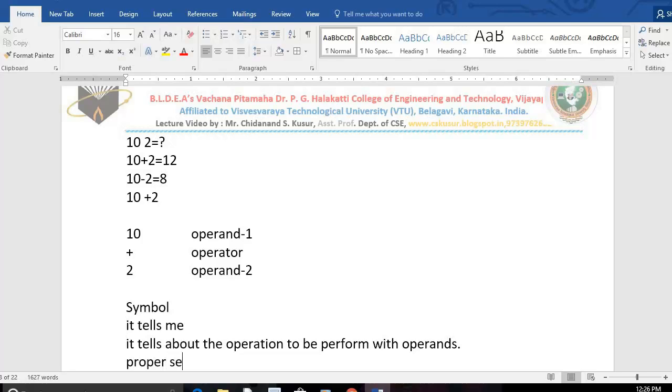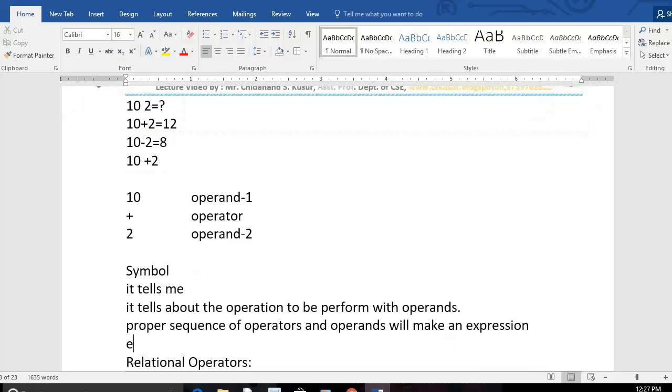Now continue the answer. Proper sequence of operators and operands will make what? An expression. That expression we use to process the data. Expression helps us to process what? Raw data to get the desired result.